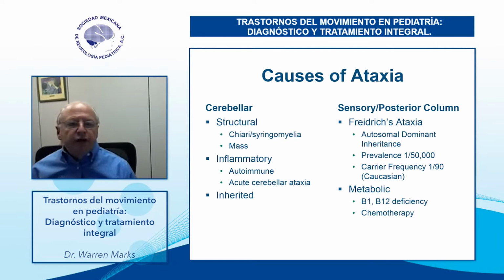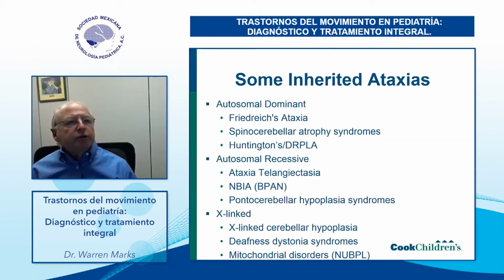You can have inherited cerebellar underdevelopment syndromes like X-linked cerebellar hypoplasia and things like that to think about. So for ataxias, these are some of the inherited ones that we think about. The Friedreich's ataxia and these which are autosomal dominant. There are autosomal recessive ataxias, including ataxia telangiectasia. Some of the brain iron disorders may present with ataxia, and then there are the pontocerebellar hypoplasia syndromes.